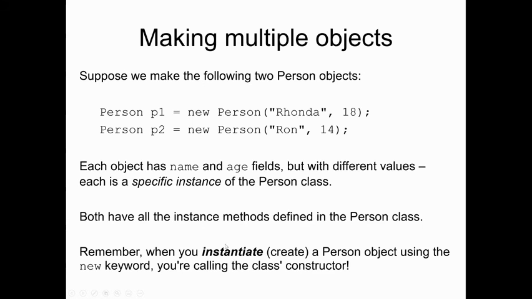Remember when you instantiated or created the person object, this is called an instantiation. When you call the constructor, you're creating an instance, and that's called instantiation. So when you instantiate or create a person object using the keyword new, you're calling the class's constructor.